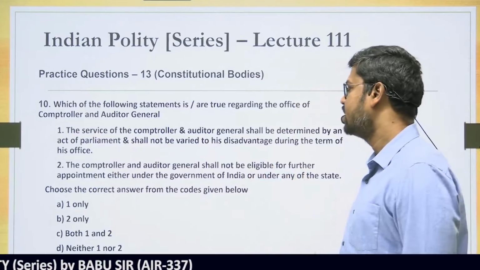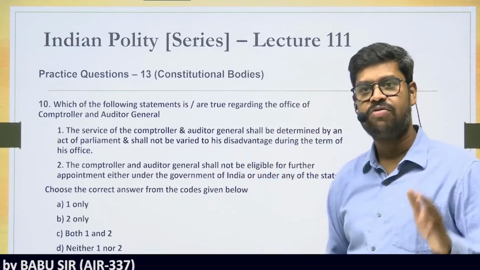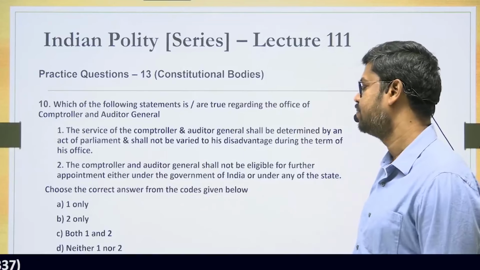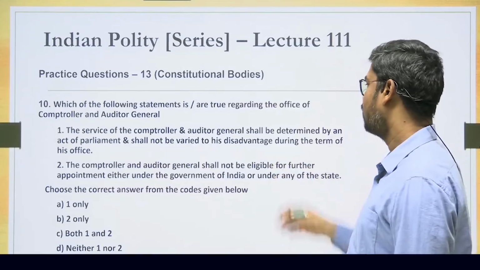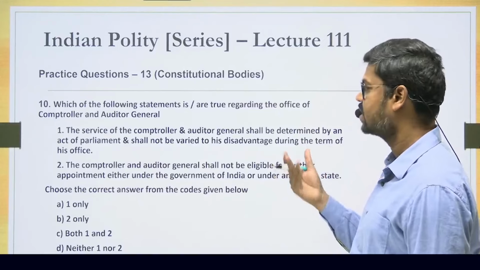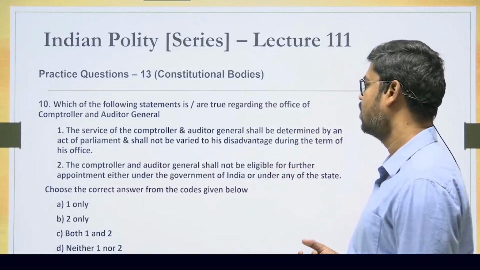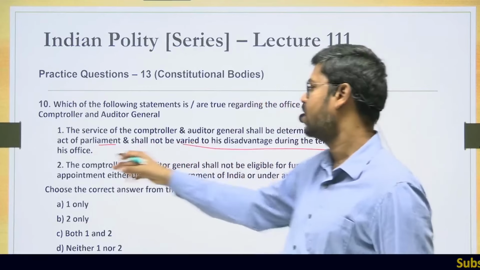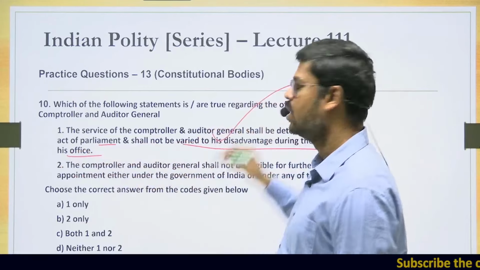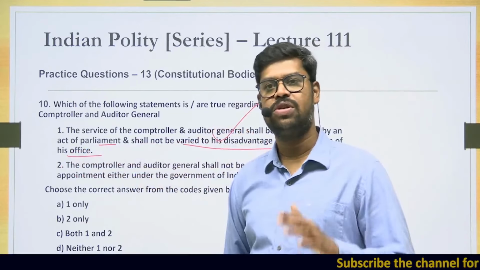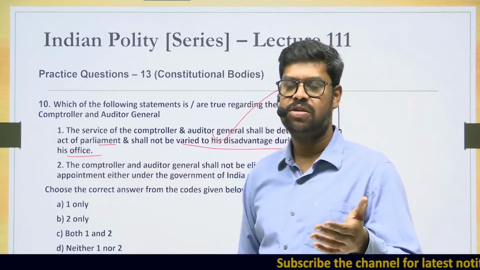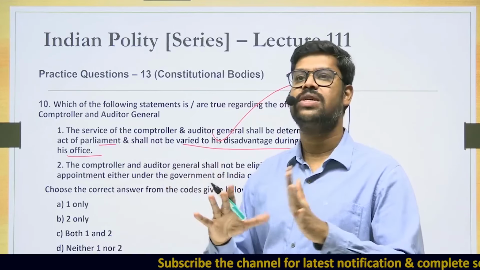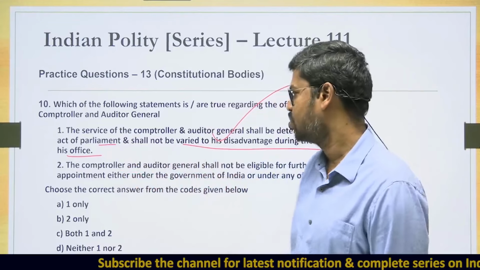Which of the following statements is true regarding the office of the Comptroller and Auditor General, which is established under Article 148? The service conditions of the Comptroller and Auditor General are determined by an act of Parliament and shall not be varied to his disadvantage during the term of office. This is true. This independence is given in the Constitution, but his service conditions shall be determined by a law that is made by the Parliament, but the Constitution says it shall not be varied to his disadvantage.